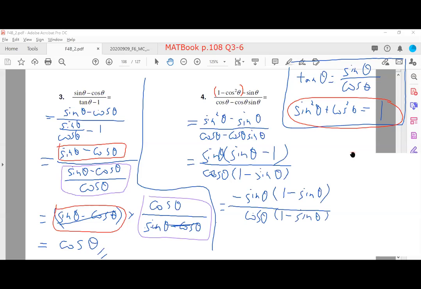And now you have two common factors to be cancelled, 1 minus sine theta over 1 minus sine theta. So what is remaining is negative sine theta over cosine theta. But this time, we're going to change sine theta over cosine theta to tangent theta, because we need to simplify this. The negative sign is still here, but sine theta over cosine theta becomes tangent theta, and that is the final answer. It should be negative tangent theta. Is it okay?